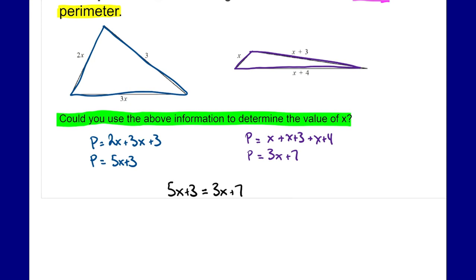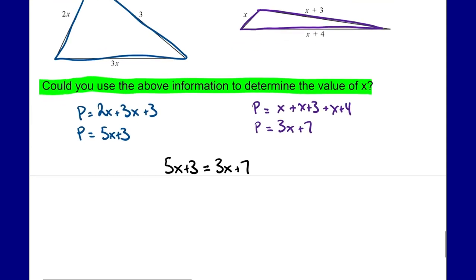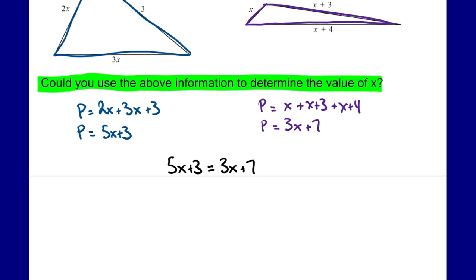Okay, I can solve this actually. This is a multi-step equation. These are similar to what we just did. I'm going to cancel out the variable on one side and I'm going to choose the smaller variable. So I'm going to minus 3x from both sides. One side will cancel out. I'm left with 2x plus 3 equals 7.